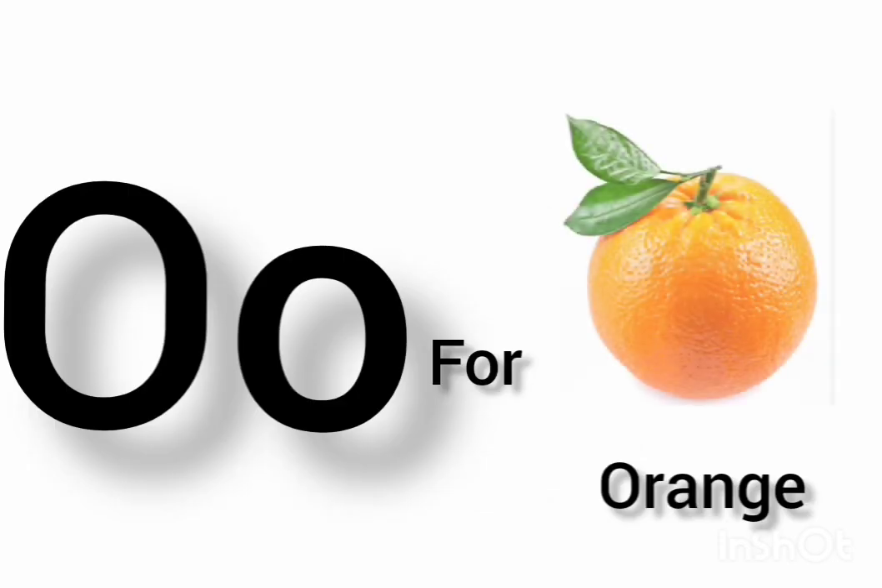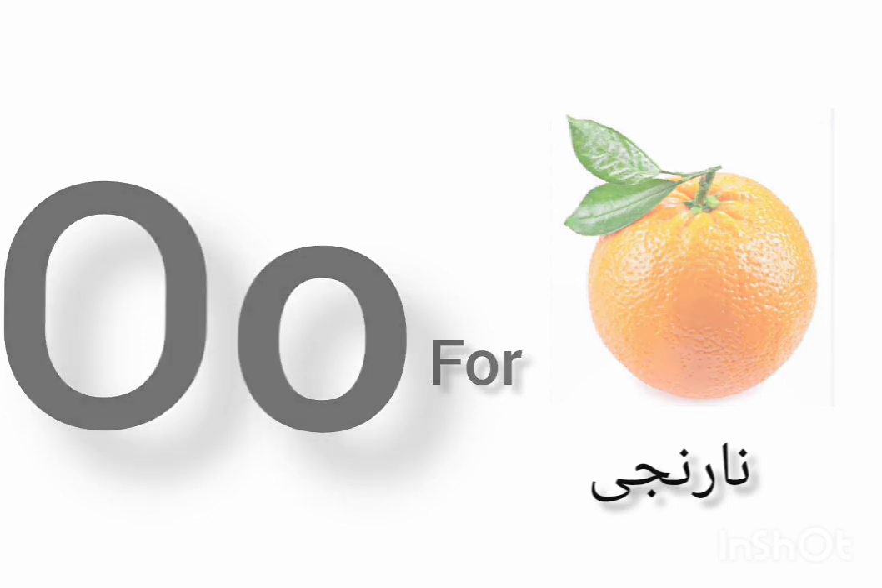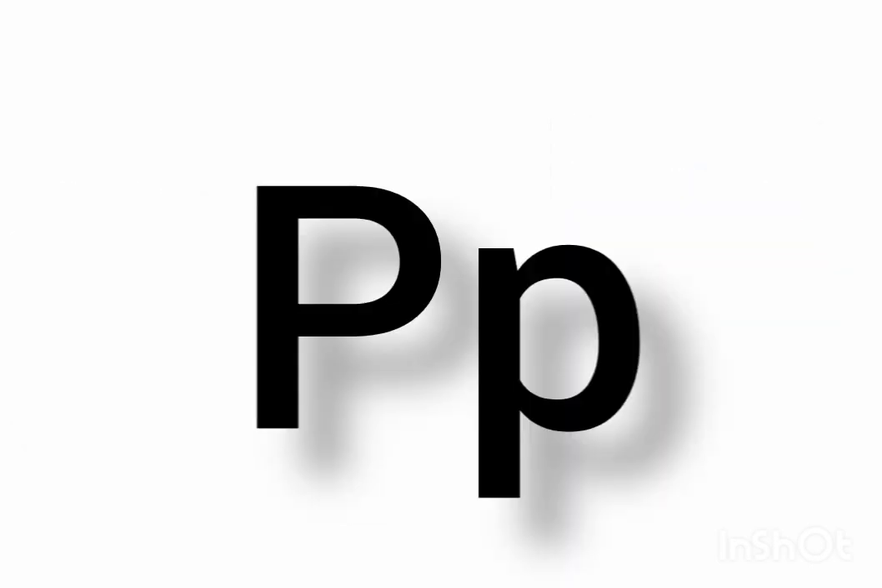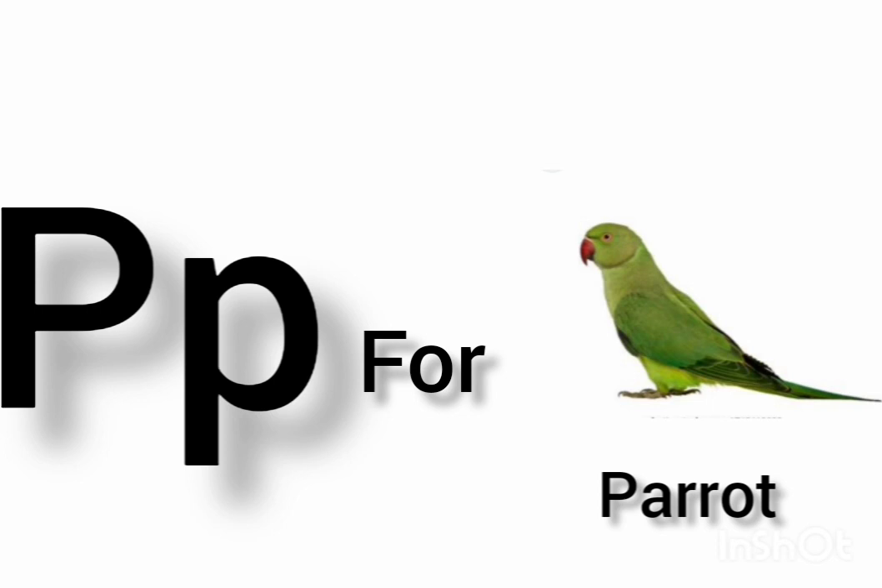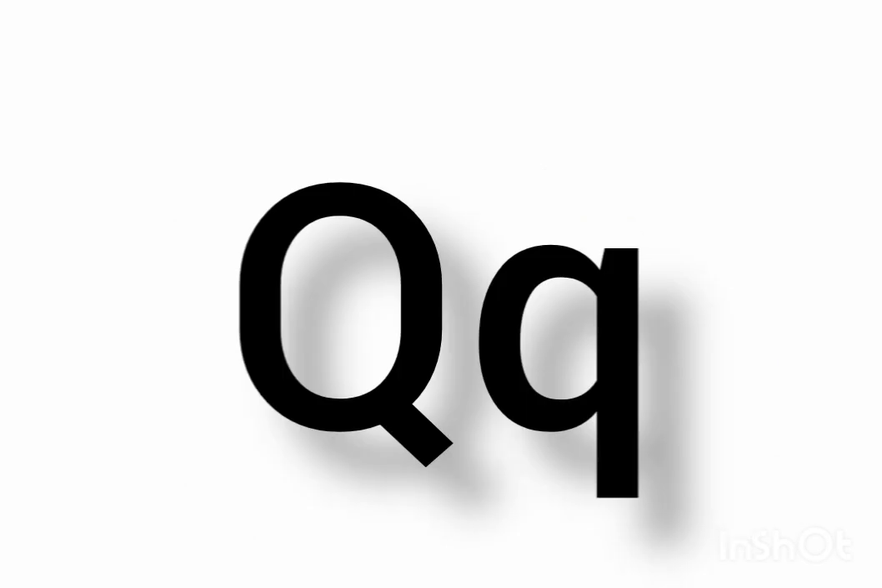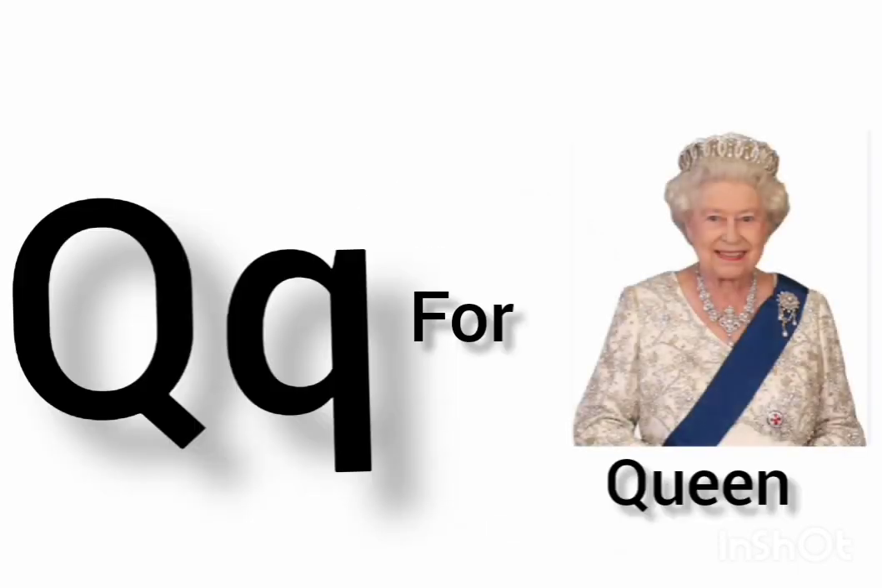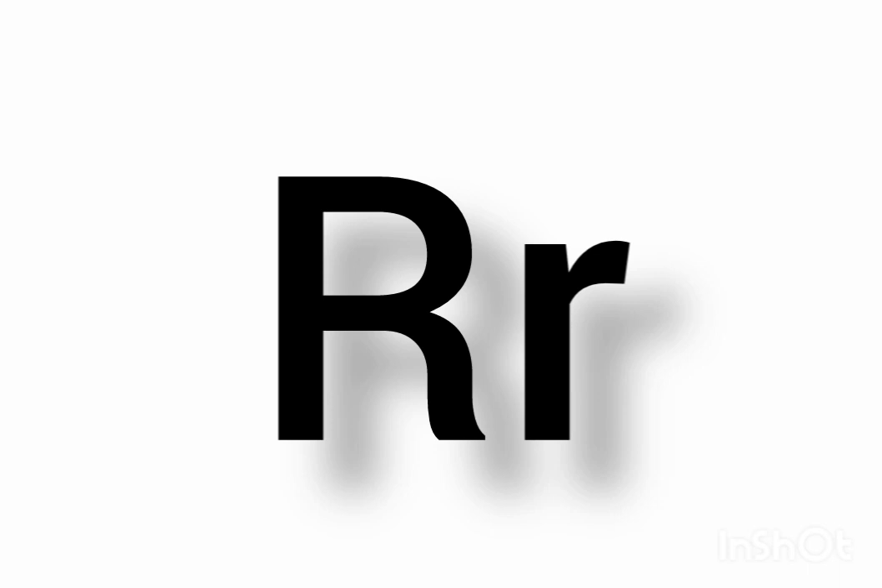Capital O, small o. O for orange. Orange means narangi. This alphabet is called P. Capital P, small p. P for parrot. Parrot means tota. This alphabet is called Q. Capital Q, small q. Q for coin. Coin means sikka. This alphabet is called R.